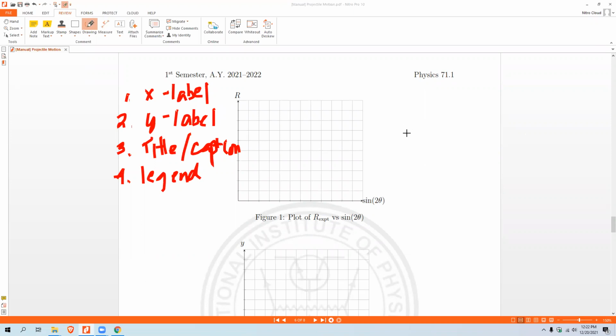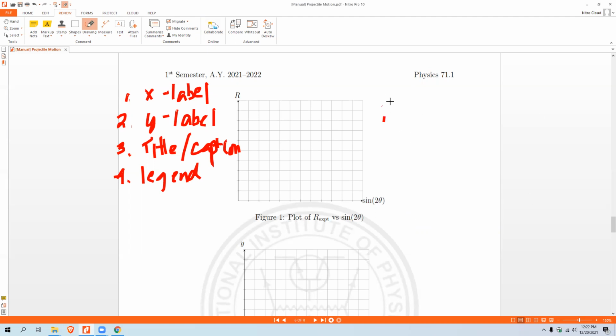So dito sa figure 1, let's discuss na lang yung mismong plot. So you're supposed to plot the range R versus sine 2 theta. So at first glance, medyo nakakalito siya kasi some of you might have recorded R versus theta, which is wrong. So may coding deduction yon. Pero yung tamang plot is R versus sine 2 theta.